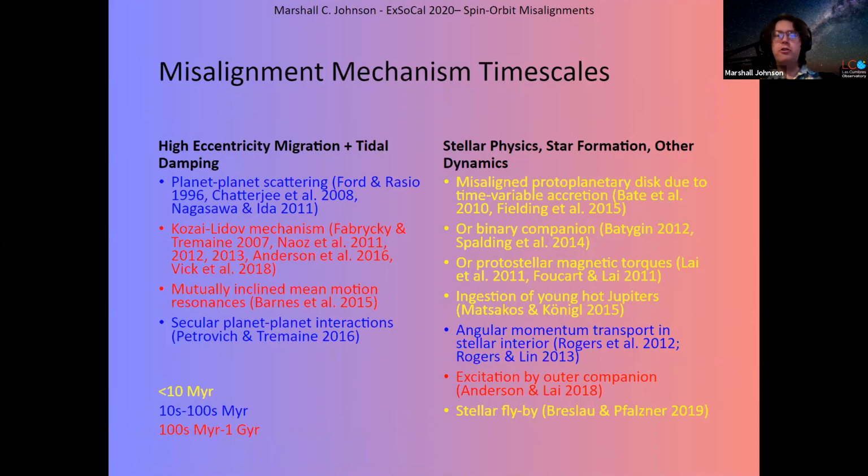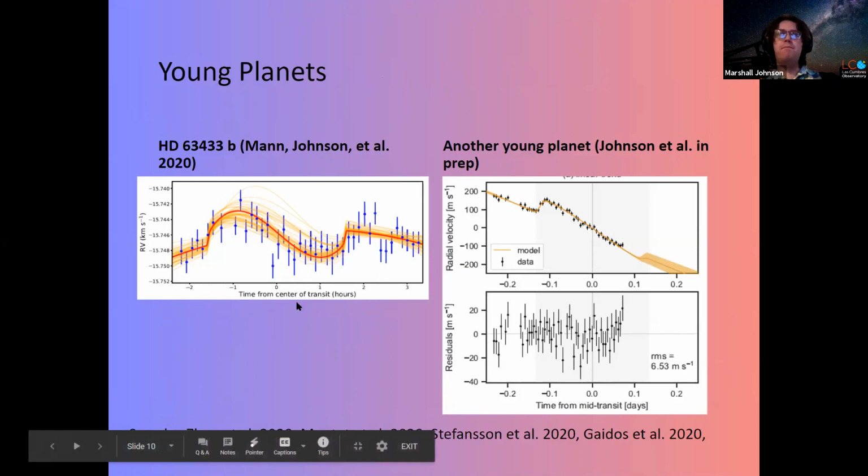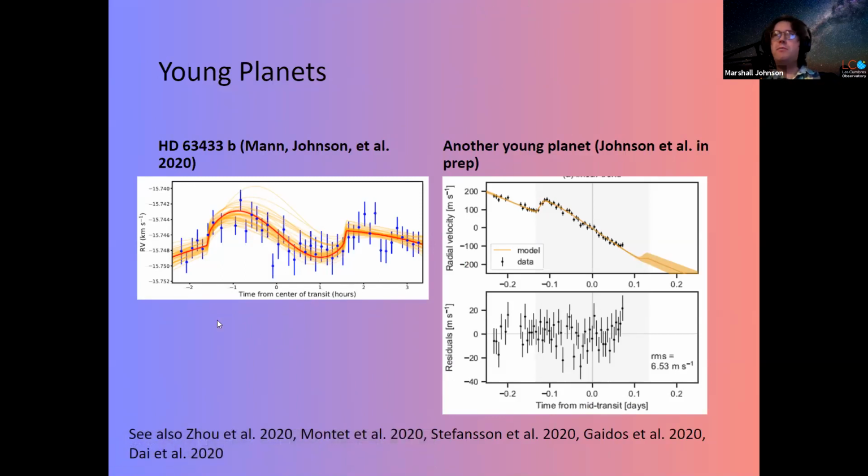There's actually been a lot of work on this over the last year, thanks in large part to young planets discovered by K2 and TESS. Just to highlight a couple of those that I've been involved in. Working with Andrew Mann and colleagues, we observed Rossiter-McLaughlin measurements with HARPS-North of HD 63433b, which is the inner planet of two transiting super-Earths around a 400 million-year-old star in the Ursa Major moving group.